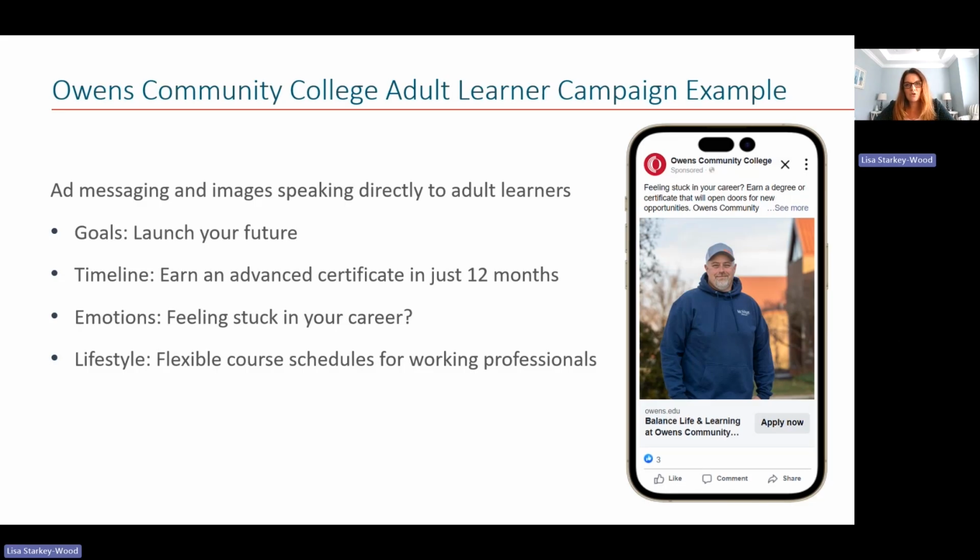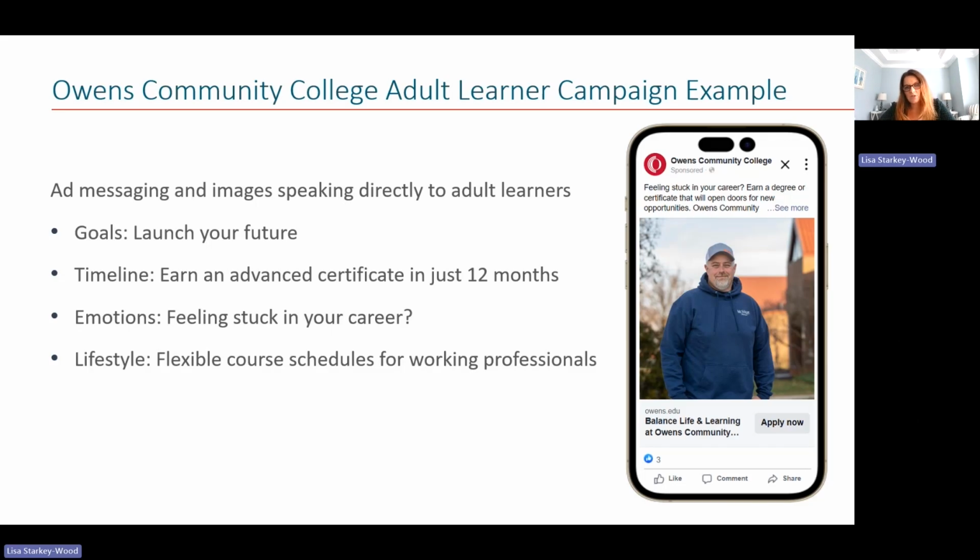So we worked with them to create ads and a campaign landing page and a targeting strategy really specific to adult learners, where we're speaking directly to adult learners, obviously very different messaging than your first year students or even your transfer students. We're aligning the messaging with things like their goals: wanting to improve their career, launching their future, doing better for themselves and their families. Adult learners are always worried about how long is it going to take me to complete this program? Transfer students often have that worry as well. So the timeline, earning an advanced certificate in just 12 months, getting that out there in front of them, appealing to their emotions and things like perhaps being stuck in their career, ready for the next step.